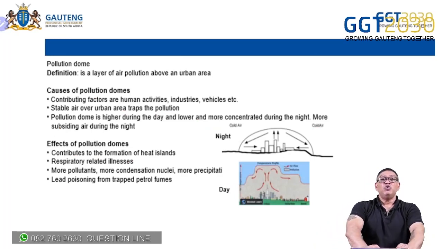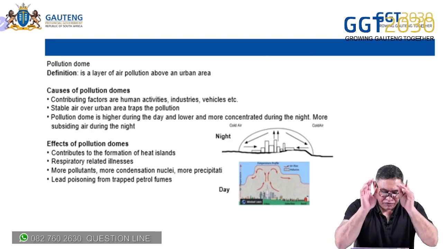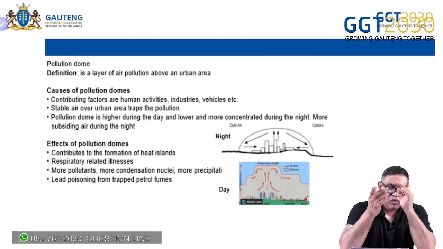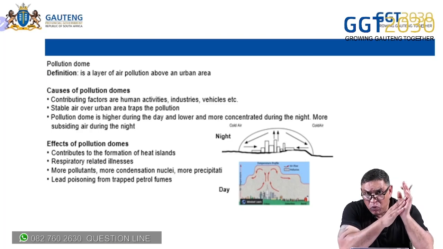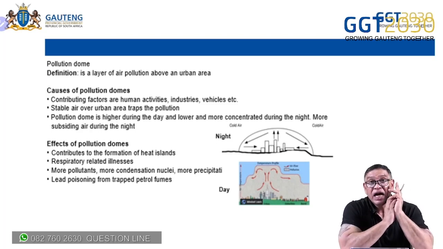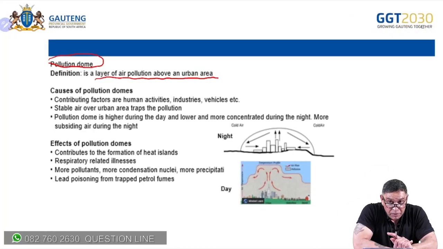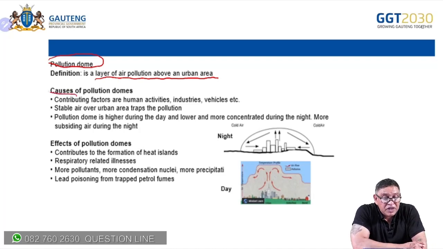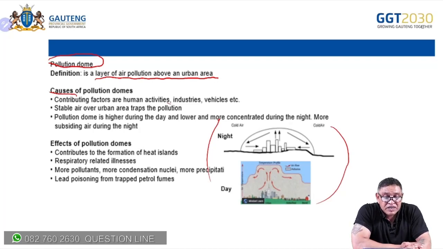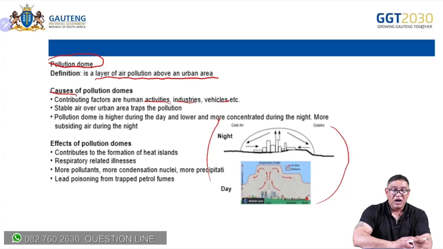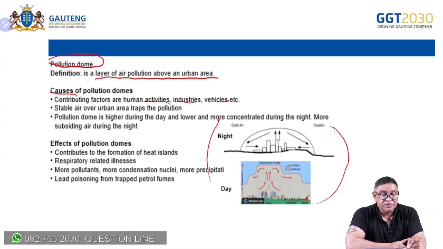And then the pollution dome. Now, we find this in many cases, and my colleagues tell me learners mix this up with the urban heat island. All right? Now, the pollution dome is a layer of pollution found above an urban area. Now, please note, these are the causes of this little thing down here. Contributing factors are human activities, industries, vehicles. They all give off pollution, all right? Or carbon dioxide, etc.